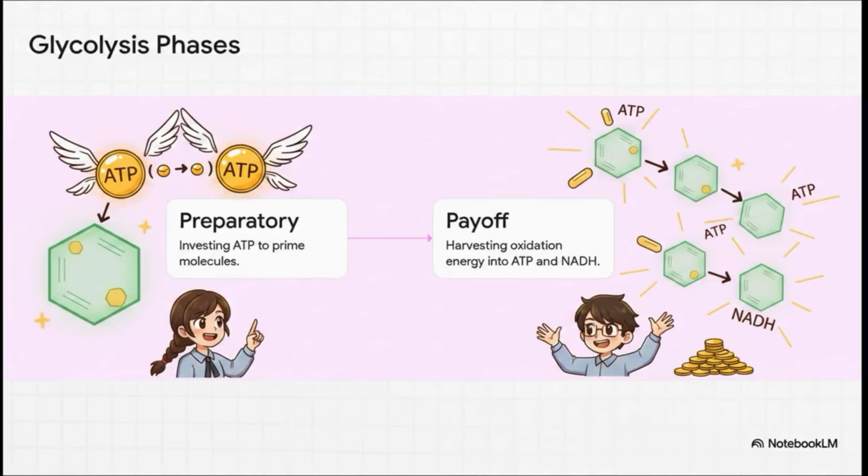First up is the preparatory phase. Here, the cell actually spends energy, investing 2 molecules of ATP to phosphorylate and prime the glucose. But trust me, this investment is totally worth it. In the payoff phase, that primed molecule is split and oxidized, paying off the debt and yielding a biological profit. The net result from just one glucose molecule? 2 pyruvates, 2 NADHs, and a net gain of 2 ATPs. Basically, you gotta spend money to make money, biologically speaking.